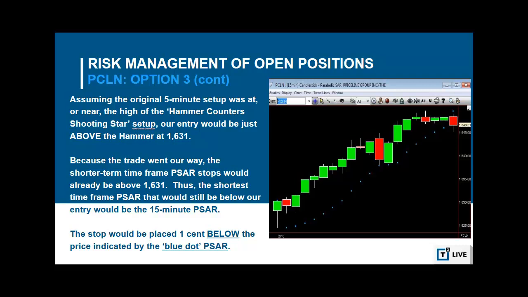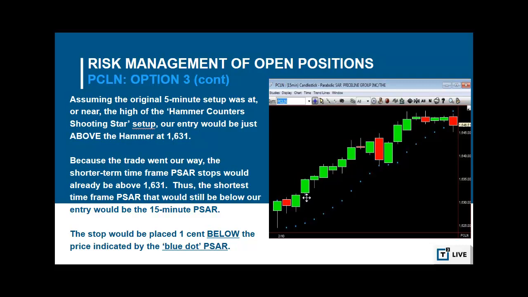So if we assume the original 5-minute setup was at or near the highs of the hammer shooting star setup, we'd just be above the hammer at 1631. So that 1631 is right here. These two 15s formed that hammer. So here's where it broke up here. Didn't make a lower low for a while, right? So that was very clean and good.